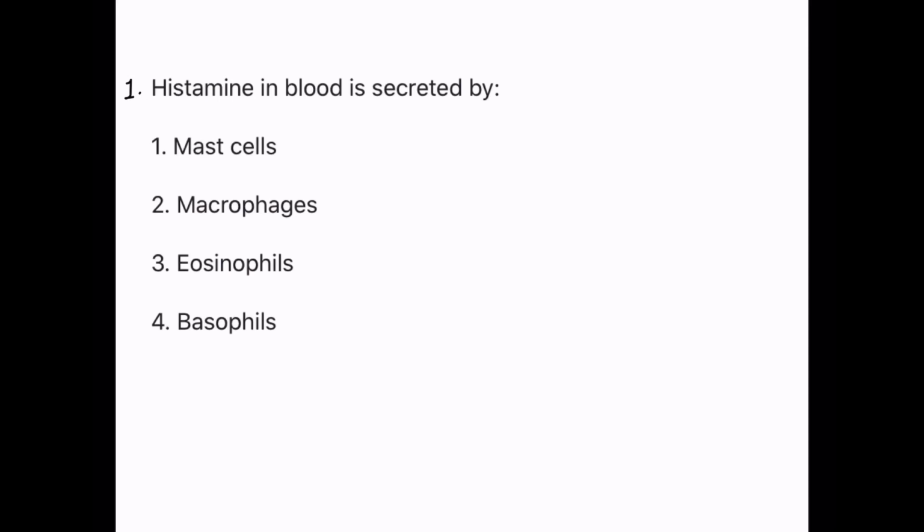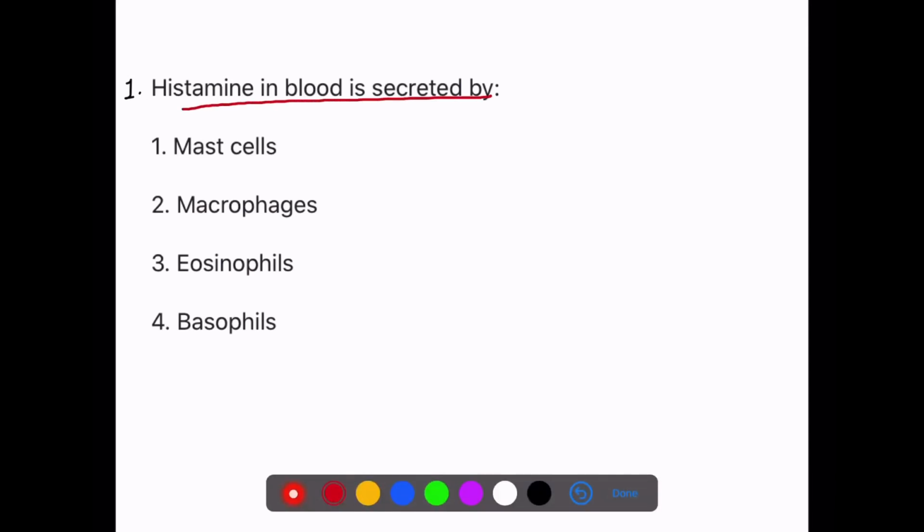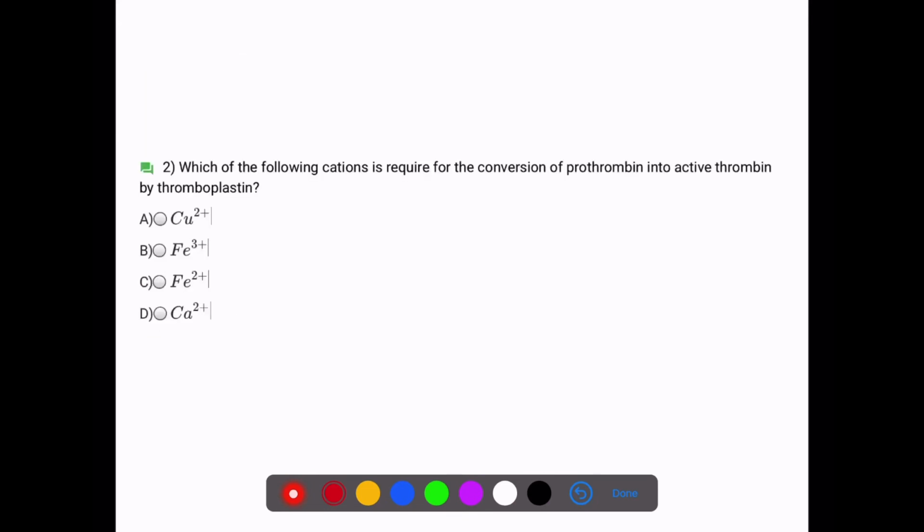Like, histamine in blood is secreted by, we just discussed it in the functions, right? Histamine in blood is secreted by, are they mast cells, macrophages, eosinophils, or basophils? Who releases histamine in the blood? You have to mark your correct answer in the comment section.